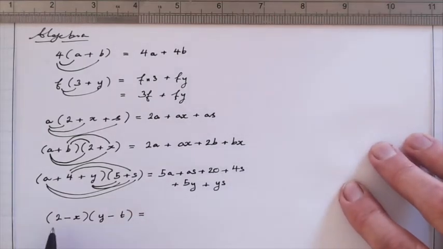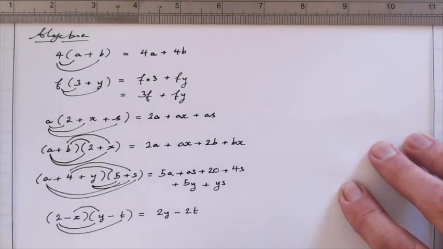Okay. Right, systematic is the key. So first term times the first term, we have 2 times y. First term times the second term, we have to now look at the sign. This is minus t, so it's going to be 2 times, you can think of it as minus 2 times t, or you can think of it as plus 2 times negative t. Either way you look at it, it's going to be negative 2t.